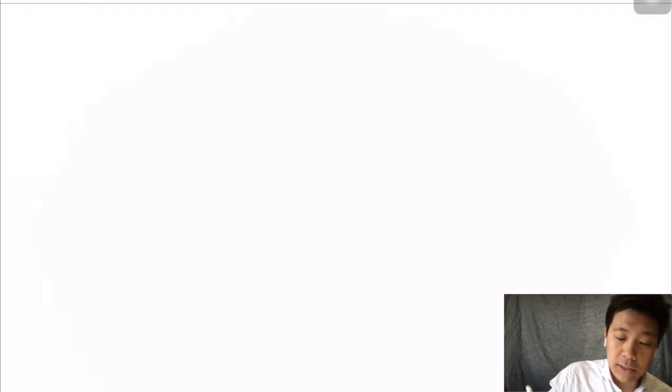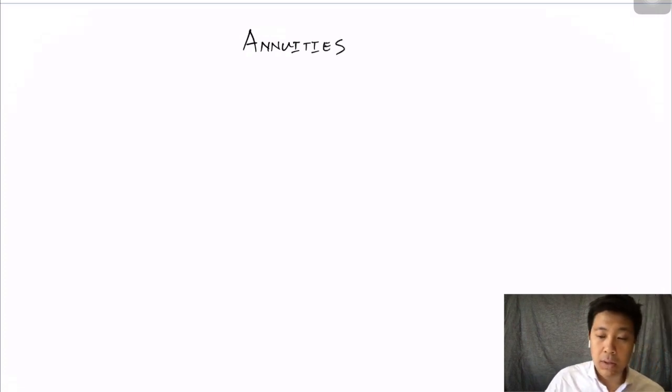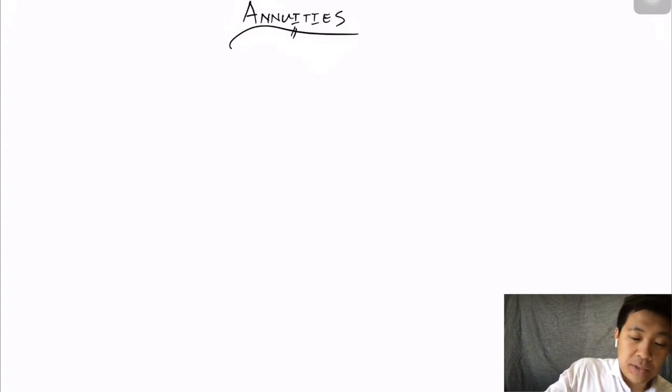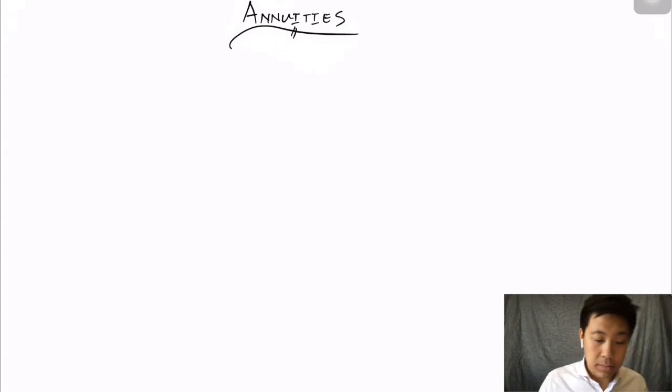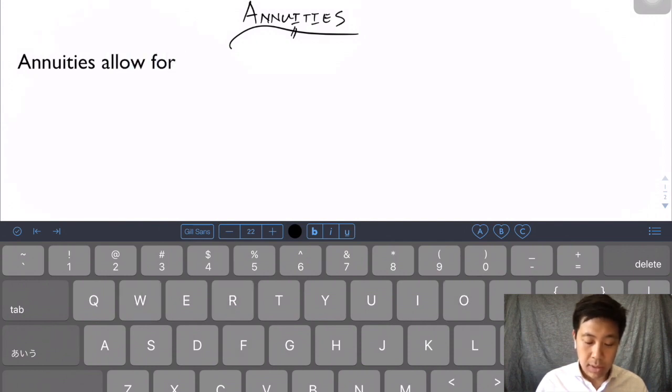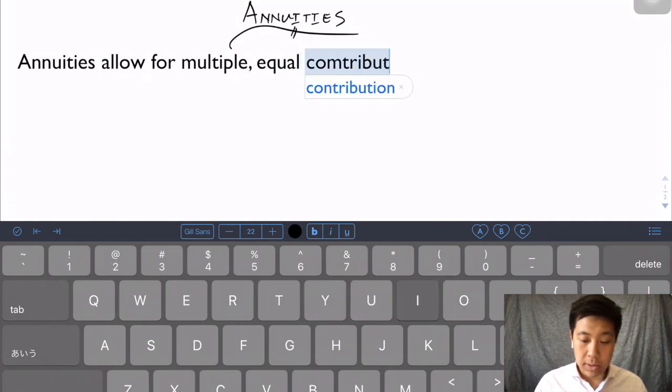So introducing annuities here. The purpose of them is essentially to allow for multiple equal contributions towards an investment of some sort. And I'll write that down. Annuities allow for multiple equal contributions towards an investment.